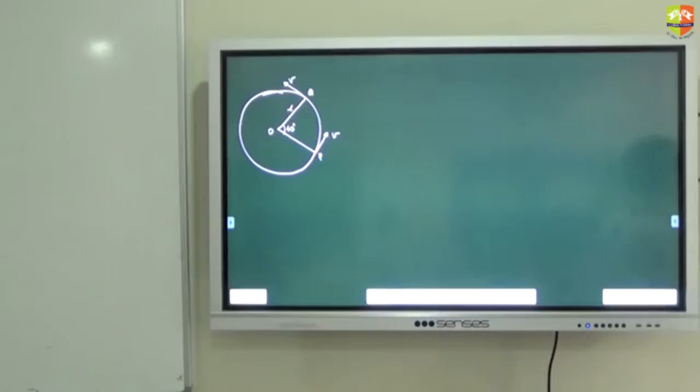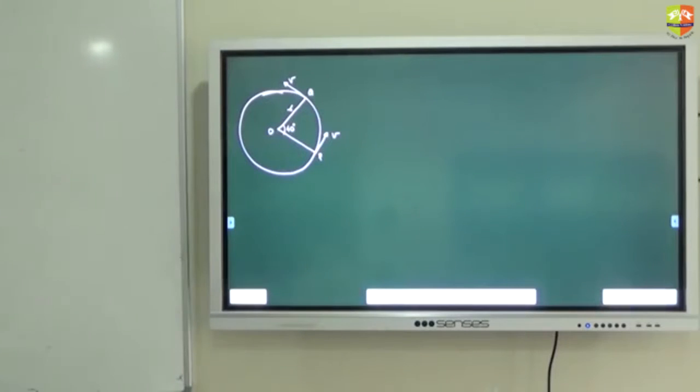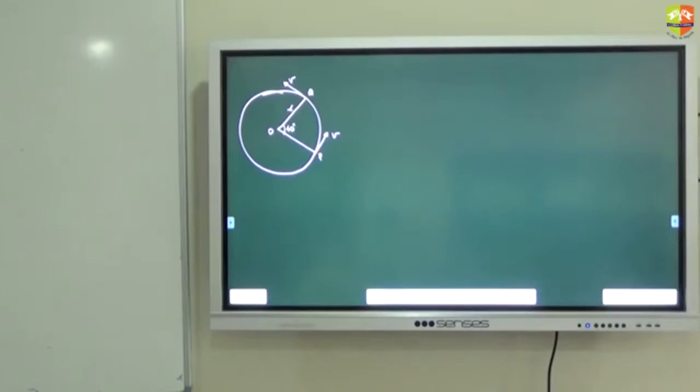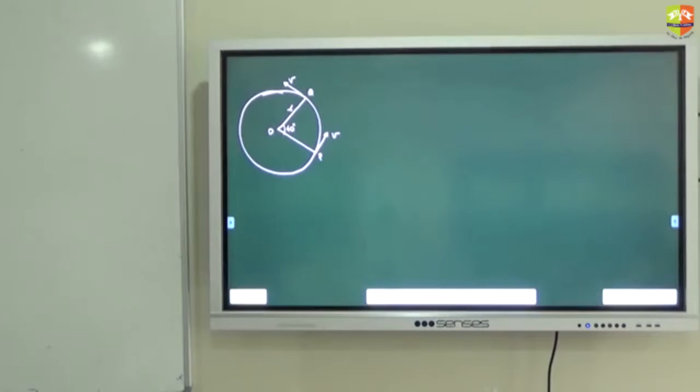Zero, he said. Is velocity not changing? Of course it is changing. Speed is not changing. Change in speed is zero. Change in velocity is not zero. Magnitude of change in velocity, I am asking. Just magnitude.